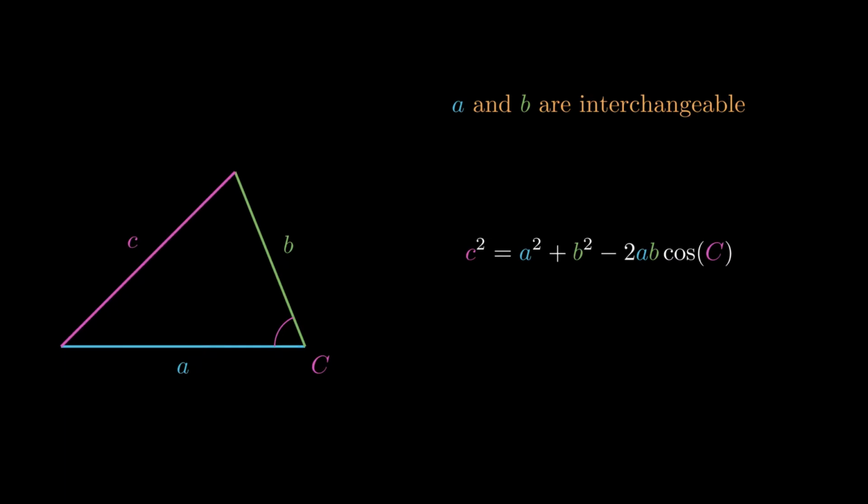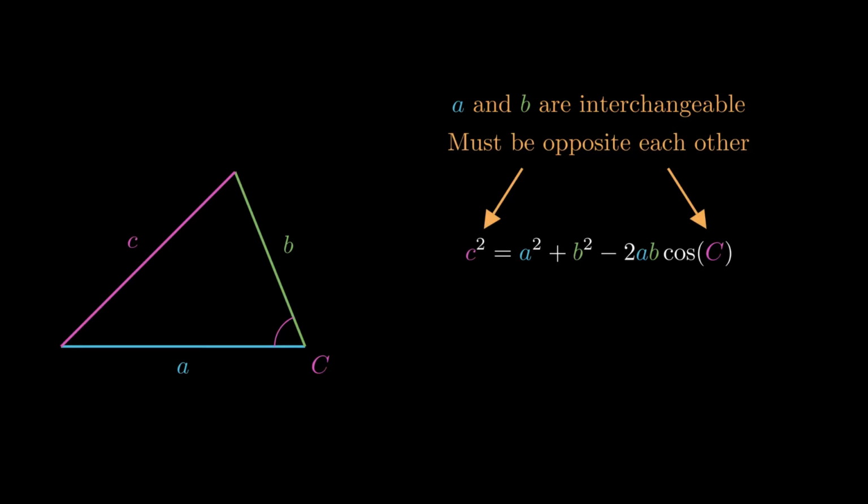Just like how with Pythagoras, the hypotenuse being opposite the right angle made it the special side, so too now the side opposite the angle we're looking at is the special side, the one that sits all by itself on one side of the equation. And so, just like usual again, make sure little c and big C are opposite each other.